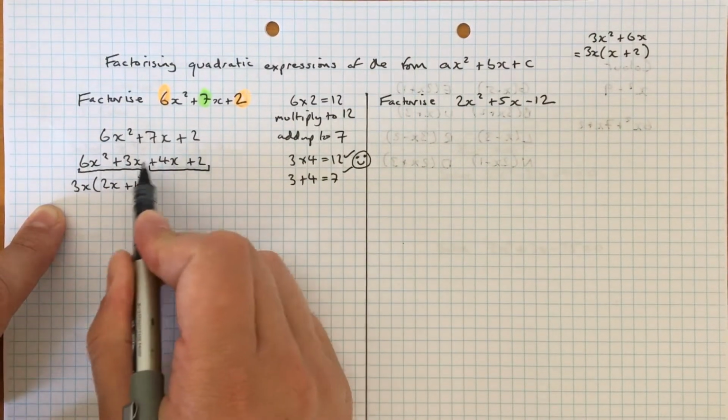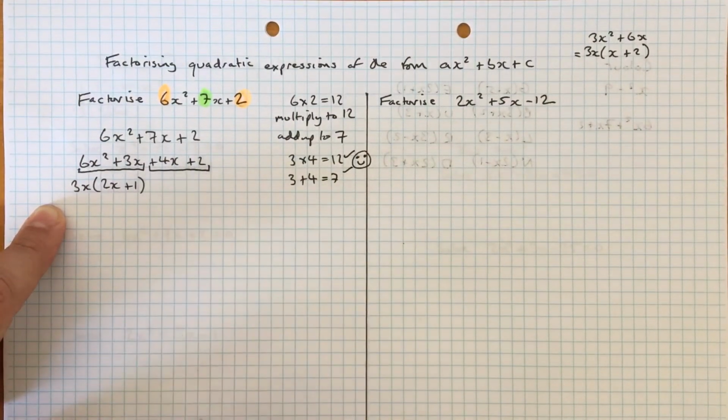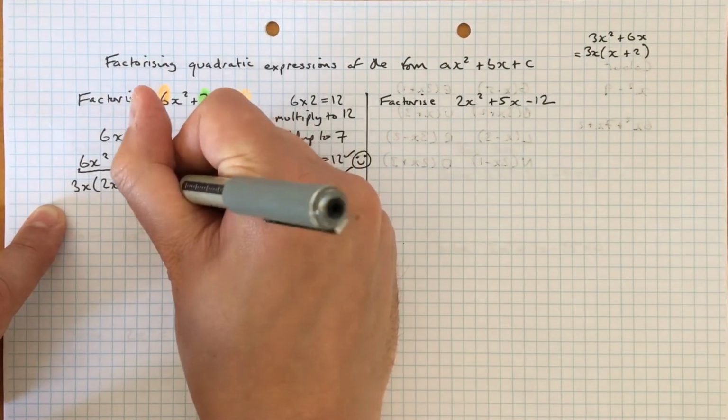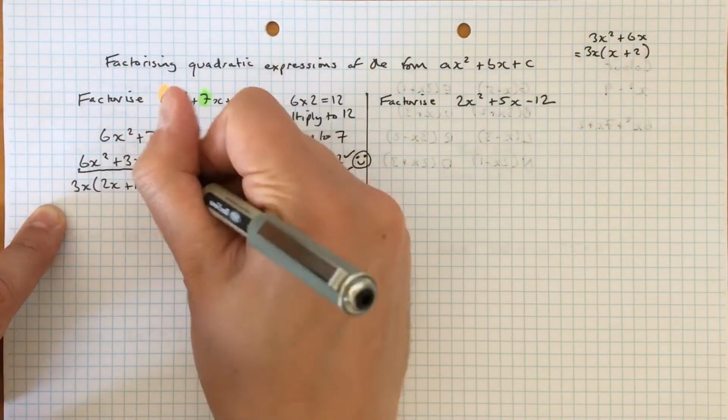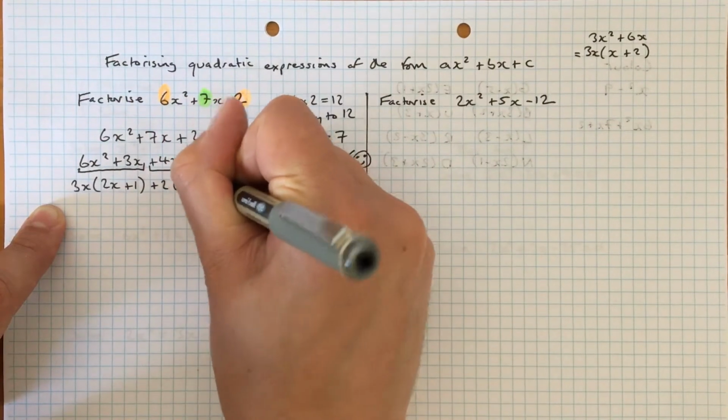Now if I look at my second two terms, again I'm going to factorise. I've got a common factor here of 2. So I'm going to take out a factor of a positive 2, and then within the brackets I'm going to need 2x plus 1.